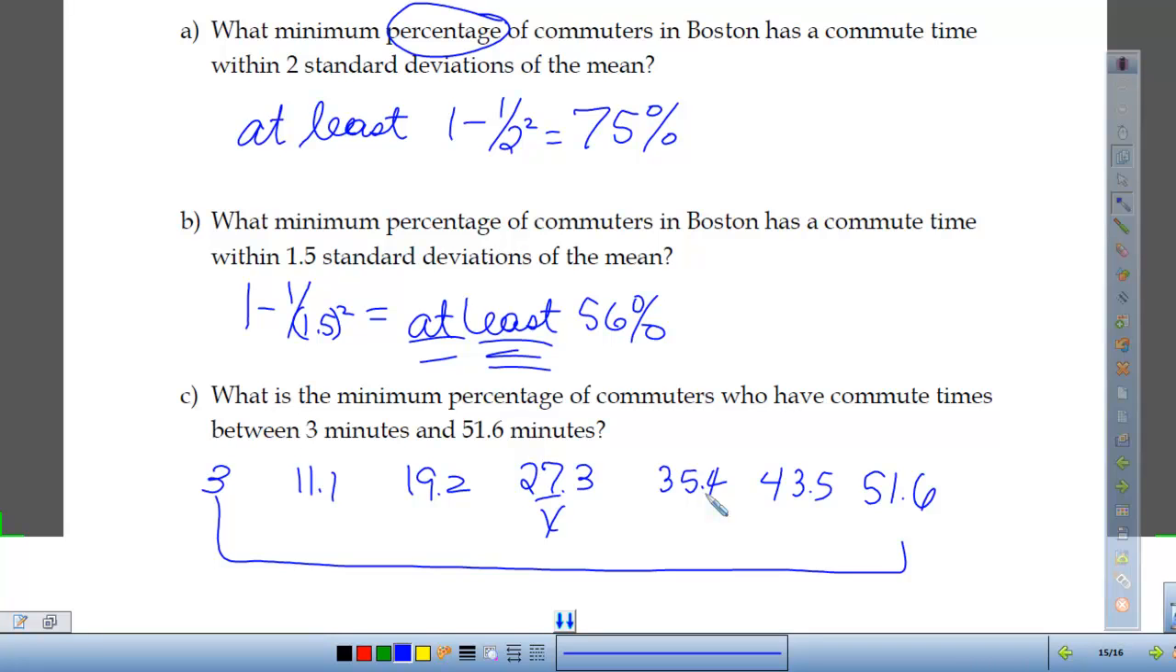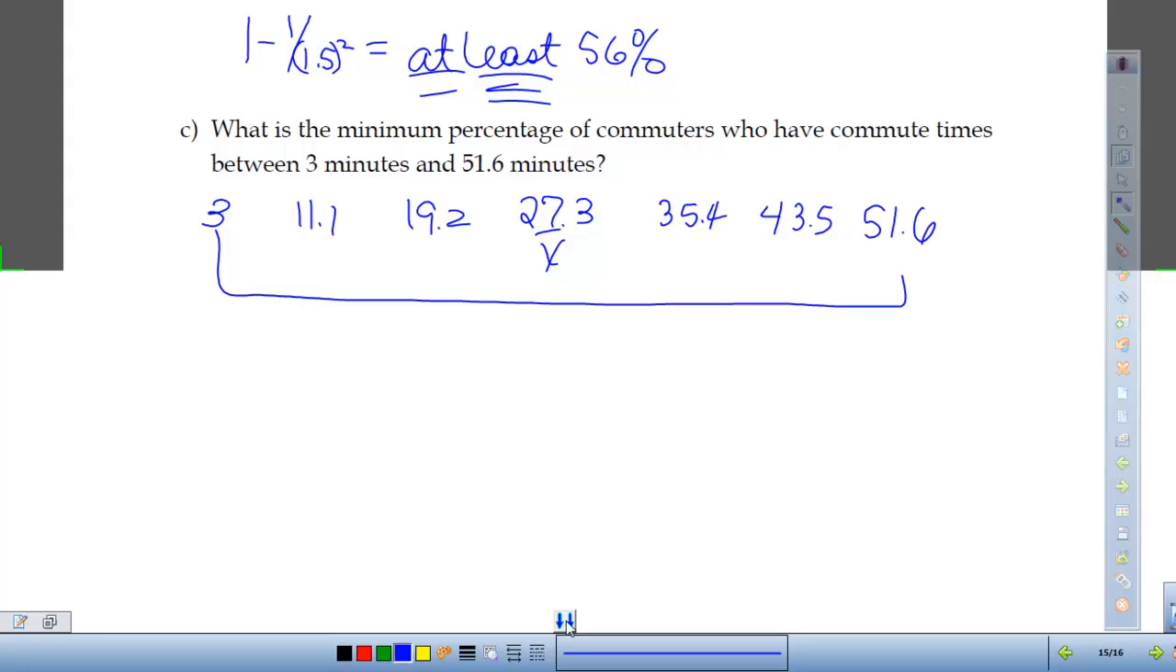And so according to Chebychev's theorem, we would say what? At least 89%. Very good. At least 89% of our data we would expect is going to fall between 3 minutes and 51.6 minutes.